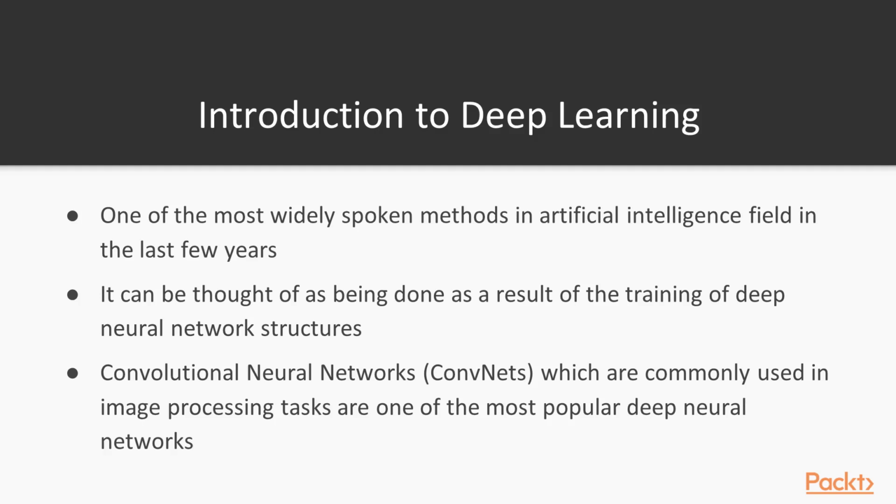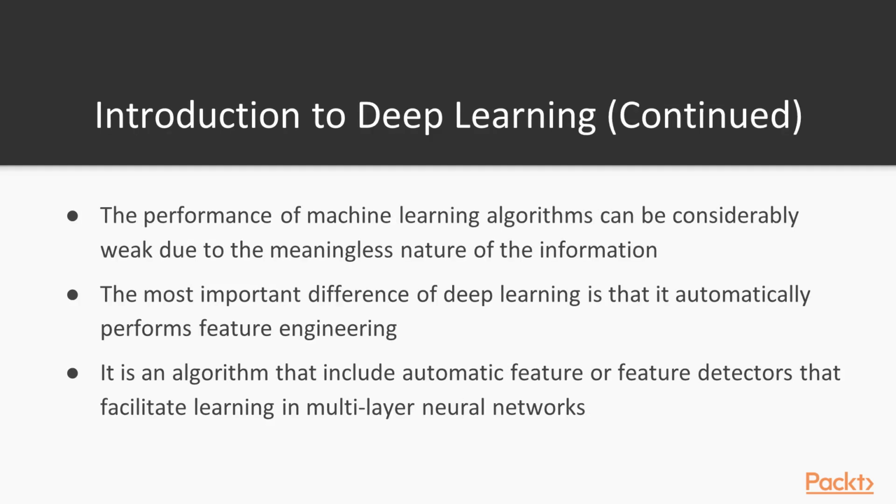In normal machine learning applications, feature engineering is one of the hardest parts. The model learned by an algorithm can only be as good as the input data. The dataset should have detailed information at an adequate level. The performance of machine learning algorithms can be considerably weak due to the meaningless nature of the information.